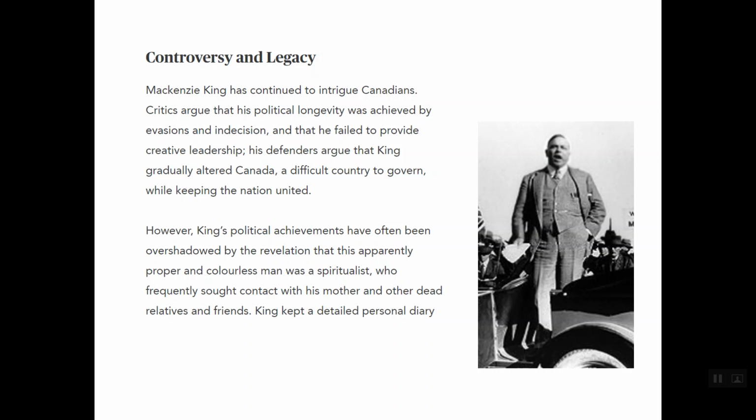And now for the punchline. King's political achievements have often been overshadowed by the revelation that this apparently proper and colorless man was a spiritualist who frequently sought contact with his mother and other dead relatives and friends. You can read about the details in King's diary that's published and available in the library.